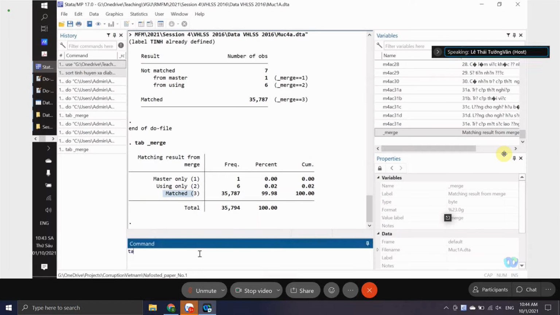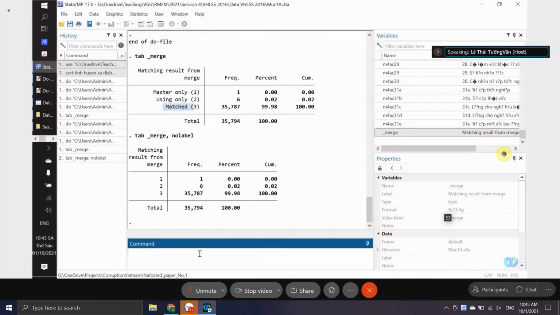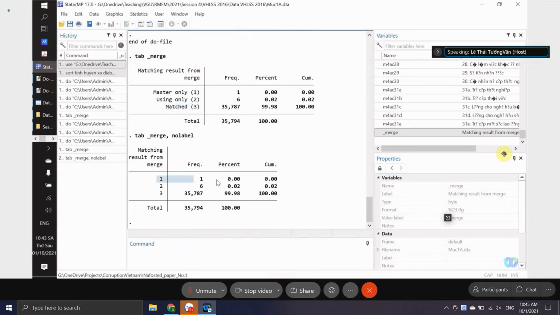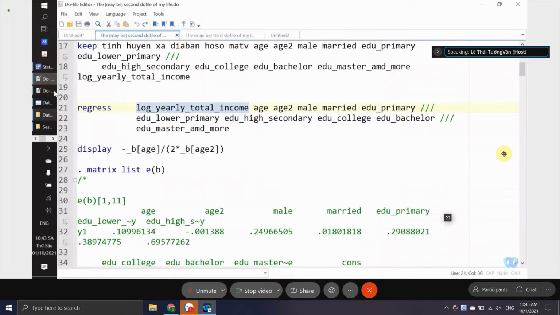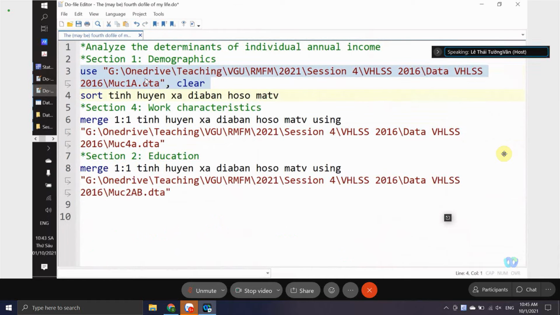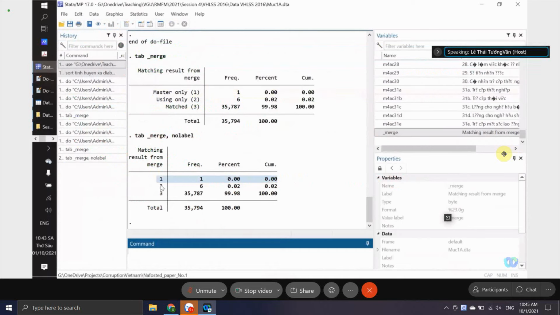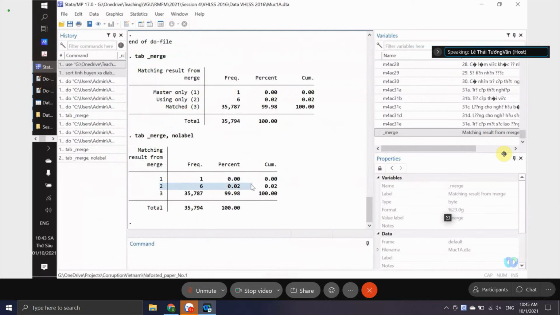So if you type tab merge no label, you will see this is something that you can get some information about. Firstly, there is one observation which comes from the master data, which comes from section 1, which comes from this data set. There is one observation, but it cannot be found in the section 4 data set.